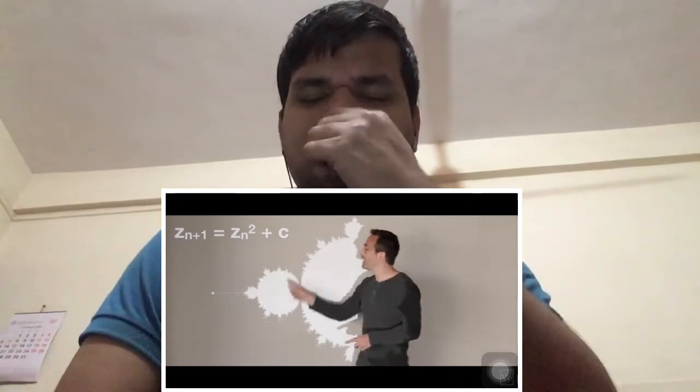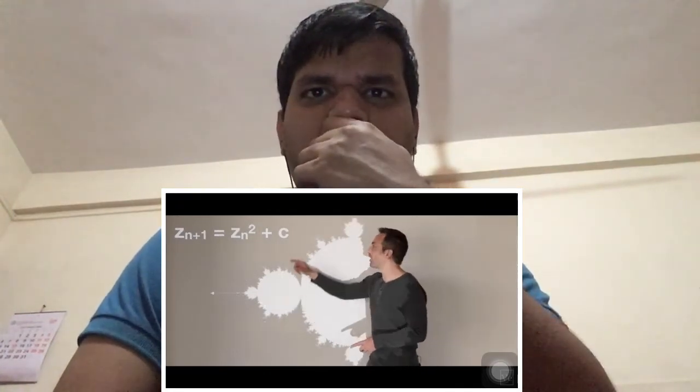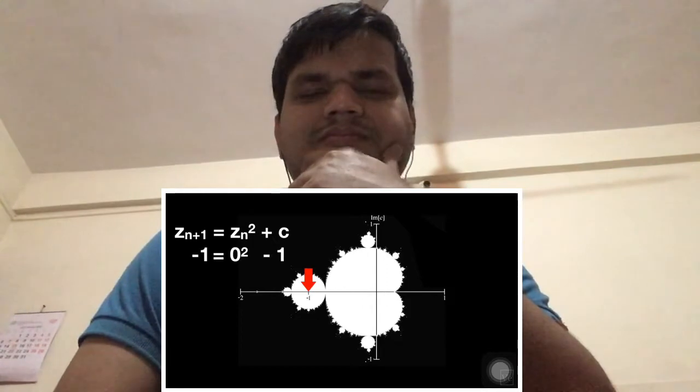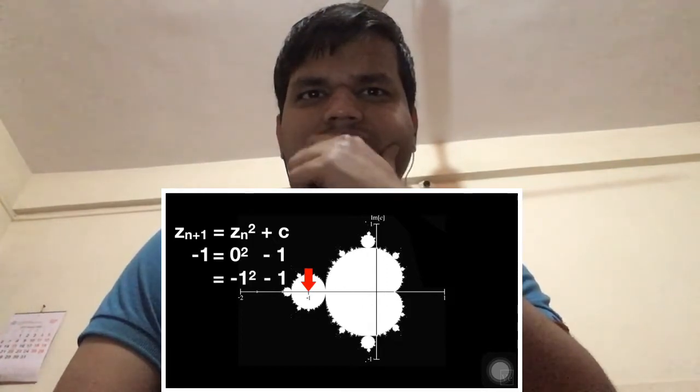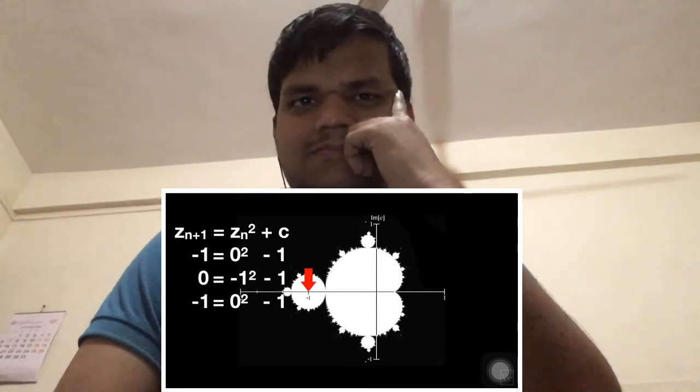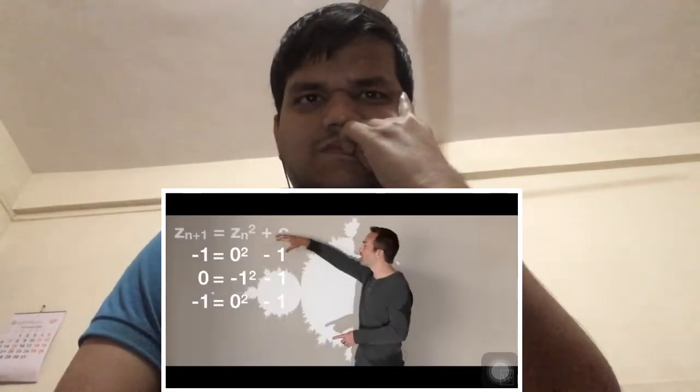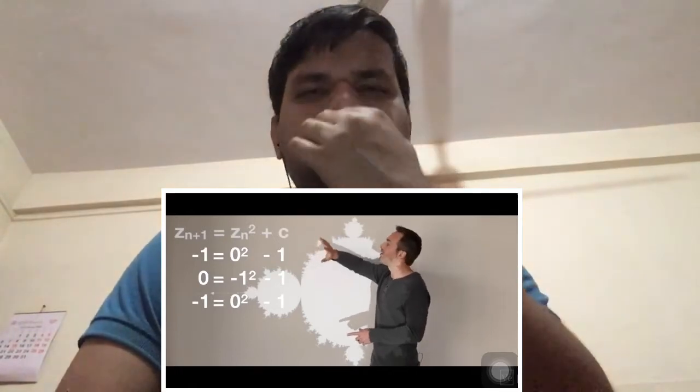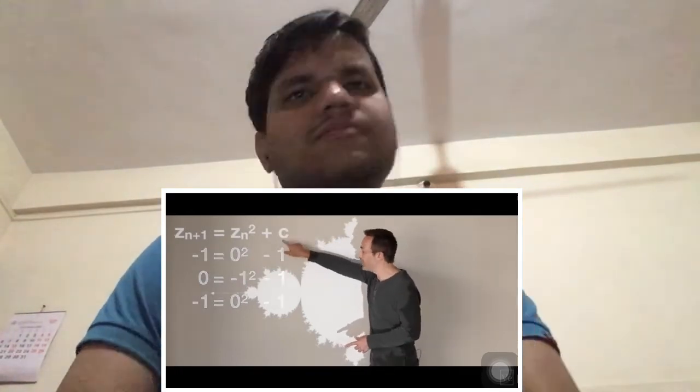What if we try c equals -1? Well, then we've got 0 squared minus 1 equals -1, -1 squared minus 1 equals 0, and so we're back to 0 squared minus 1 equals -1. So we see that this function is going to keep oscillating back and forth between -1 and 0, and so it'll remain finite, and so c equals -1 is part of the Mandelbrot set.